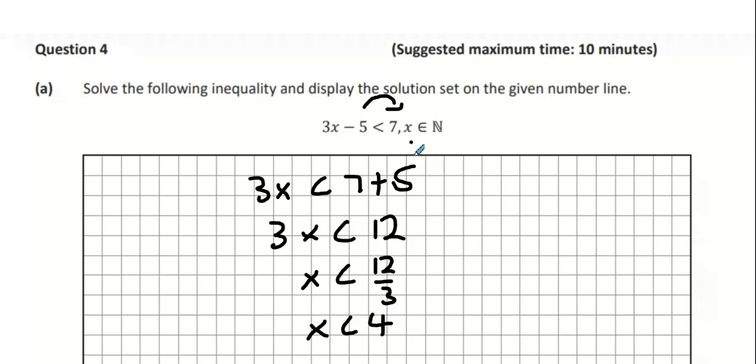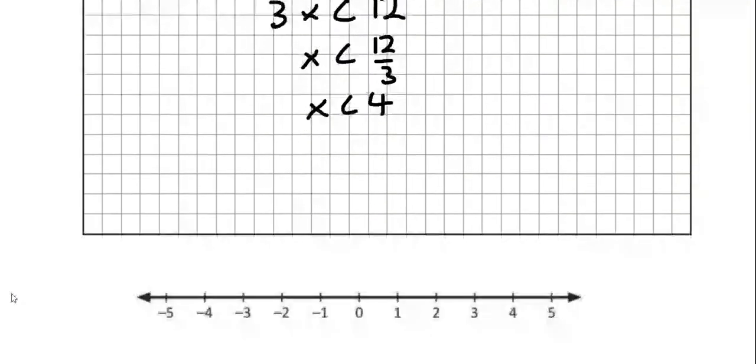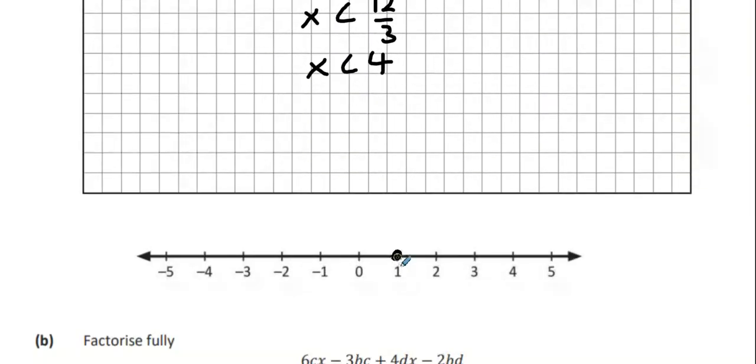Now, n means natural numbers bigger than 0. So you have to do full dots, and they all have to be smaller than 4 and bigger than 0. So there are your 3 dots there. Is that all right?